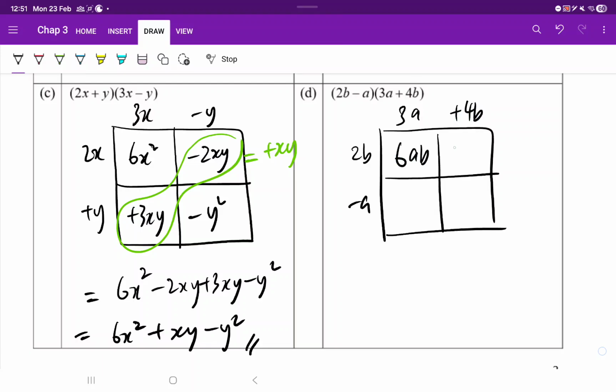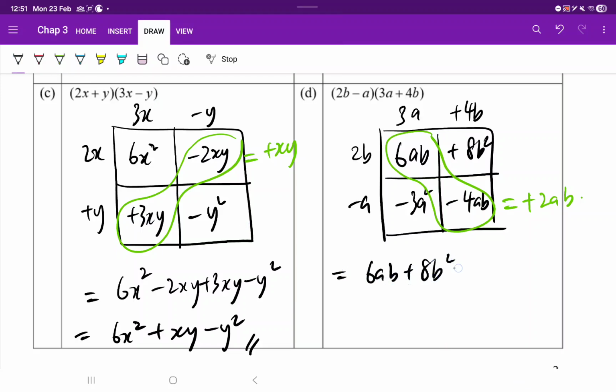Okay, so I have 6ab plus 8b squared minus 3a squared and minus 4ab. Now in this question, the like terms are not in the standard diagonal. It's actually on the other diagonal. So make sure you circle properly and realize that this is plus 2ab. Then you can get your answer after you write out everything. Let's write it alphabetically. We start with the a squared, then we write the ab, then we write the b squared. Okay, so that's the answer for that page.